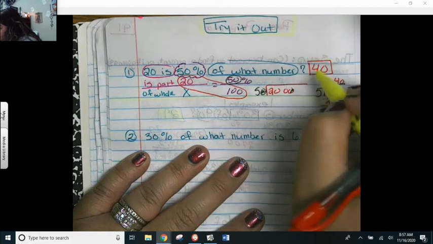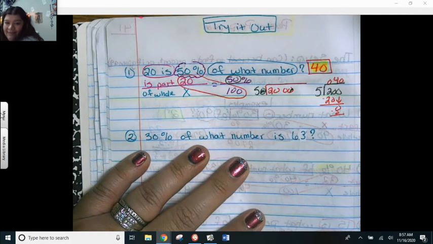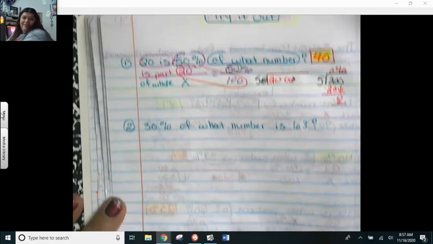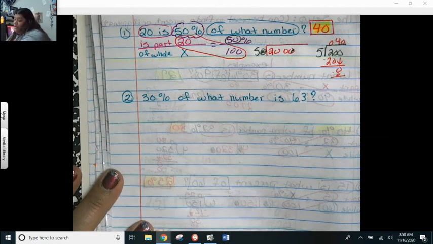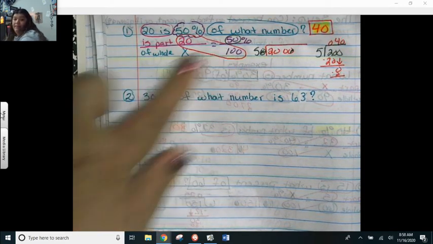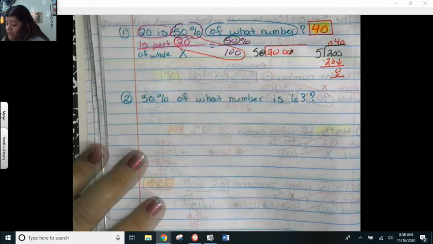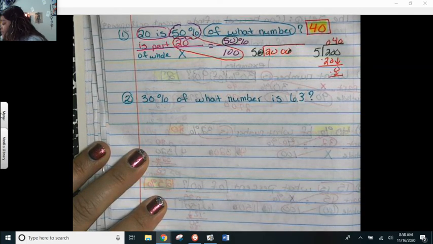Did y'all get 40? Yay, if you did. Okay, if you didn't, double check where your numbers are at, okay? Make sure your setup is written down. It'll make your life so much easier, I promise, guys, okay?